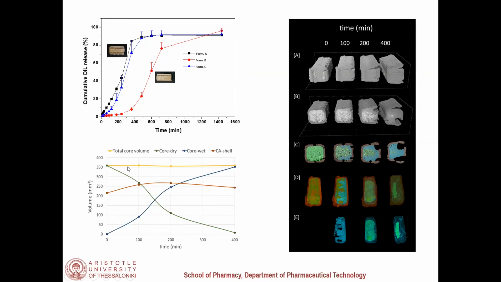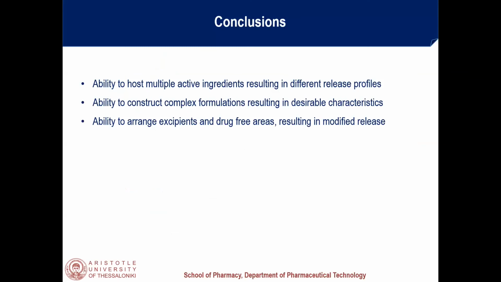The total core volume, depicted with the yellow line, was more or less almost the same, and also we didn't notice big changes to the cellulose acetate core over the experiment. So if I would like to summarize based on the results I have presented so far, we have the ability to host multiple active ingredients resulting in different release profiles, the ability to construct complex formulations resulting in desirable characteristics, and also the ability to arrange excipients and drug-free areas, resulting in modified release.